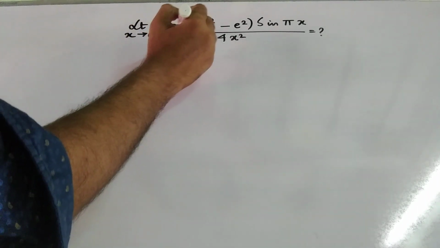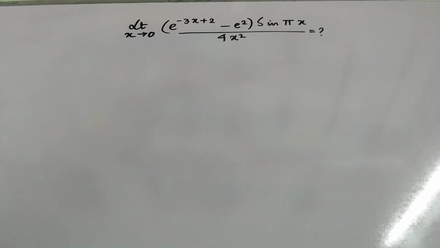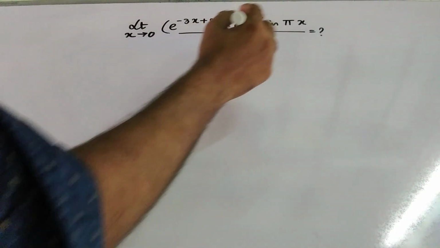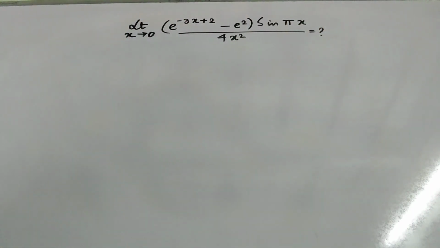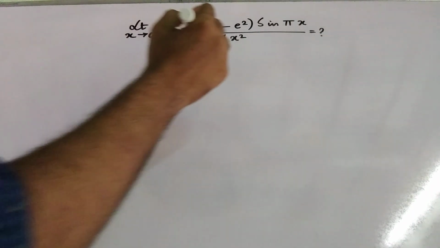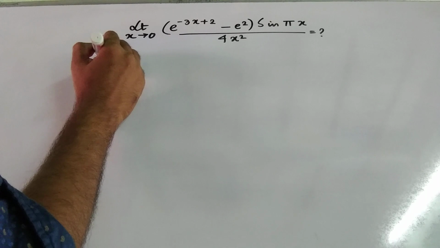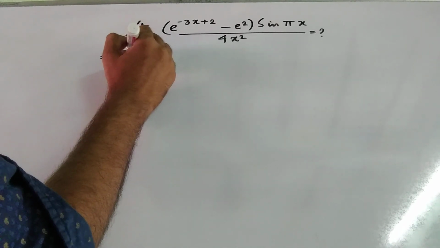What is that? Limit x tends to 0, (e to the power minus 3x plus 2 minus e square into sine pi x) whole divided by 4x square. What will be the value of this expression? So let us start this way. Limit x tends to 0.